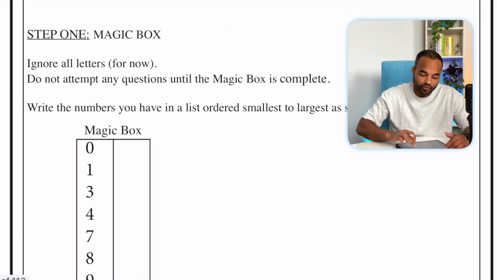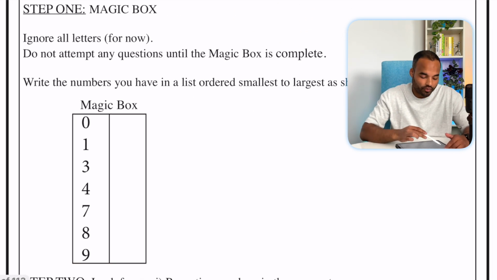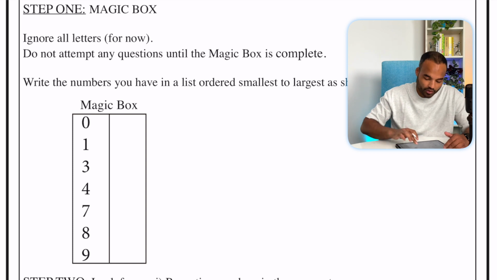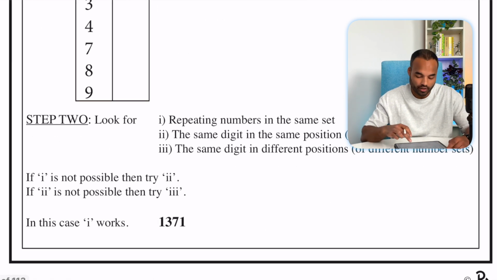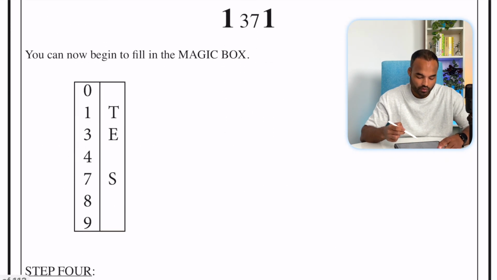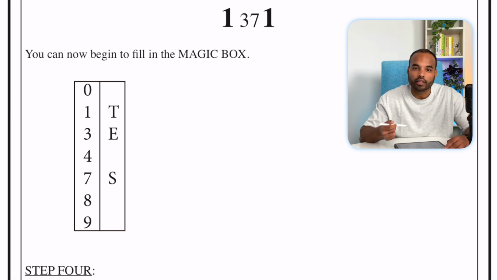So what we do with that information is we come down to the magic box and we start filling out the appropriate letters. The number 1 must represent T. The number 3 must represent E. The number 7 must represent S. And as we've mentioned, 1 must represent T. So I'd come down to the number box and fill that in. If you have a look, I've started filling my box in over there.